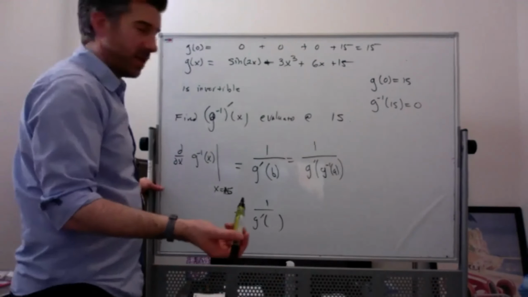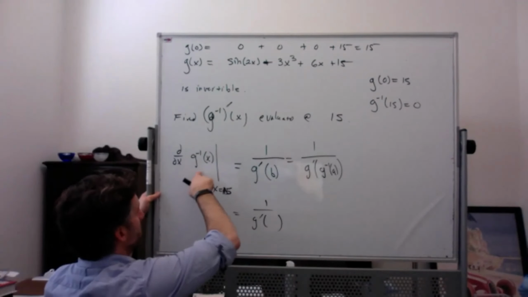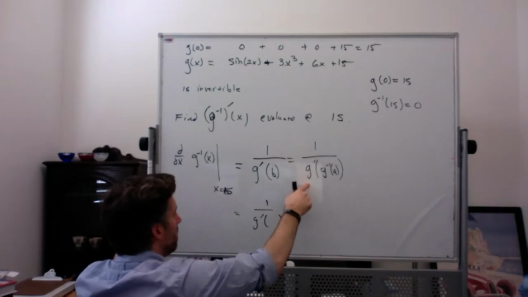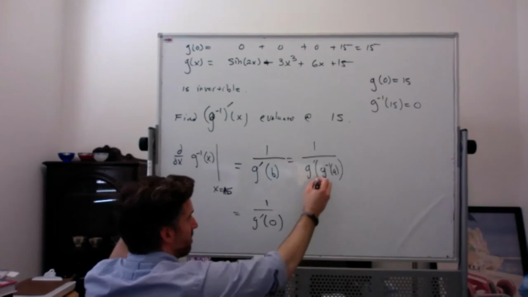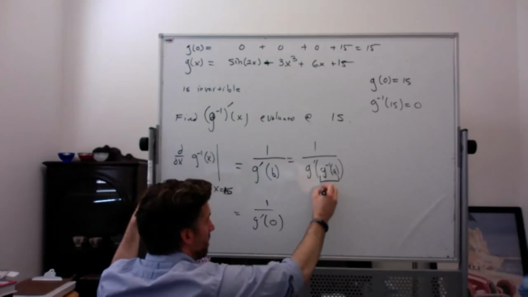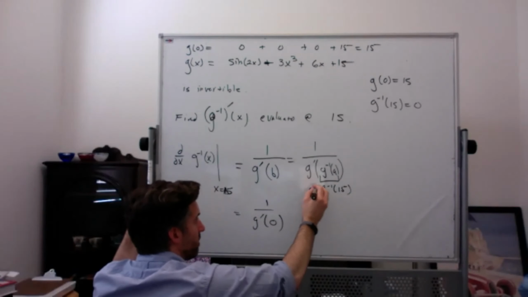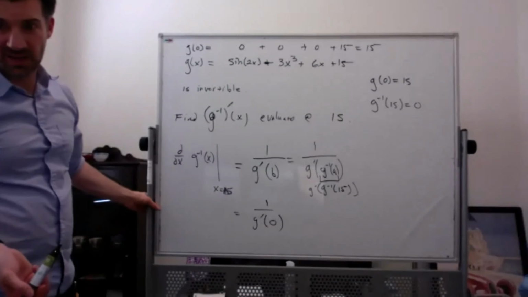The whole point there is that if I'm trying to find the derivative of g inverse at 15, I'm going to do 1 over the derivative of g, but not at 15, at 0, because it has to be g prime of g inverse of 15. So that's kind of how that works.